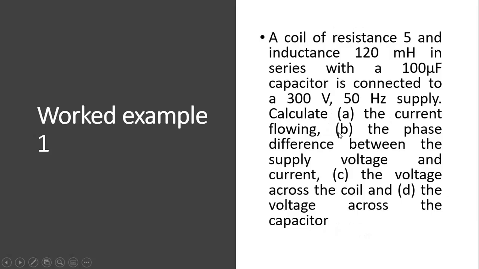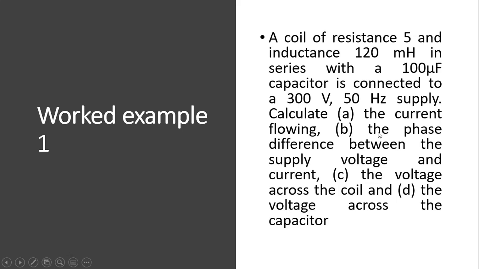So we are going to look at an example so that we'll be able to understand what you have been saying. The example says that a coil of resistance 5 ohms and inductance 120 millihenry in series with a 100 microfarad capacitor is connected to a 300 volt 50 hertz supply. Calculate A, the current flowing; B, the phase difference between the supply voltage and the current; C, the voltage across the coil; and D, the voltage across the capacitor.